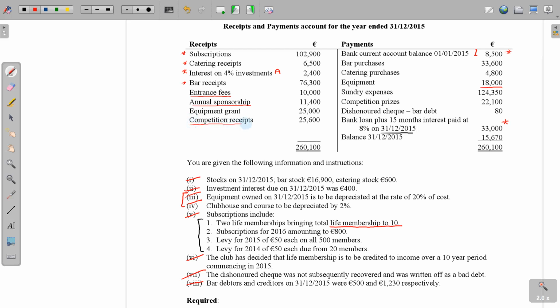So competition receipts. So we have competition receipts and competition prizes. So we should probably just net them off. So I like to do net. So competition net. So if you get those two figures and take it away from each other, we should get 3,500.